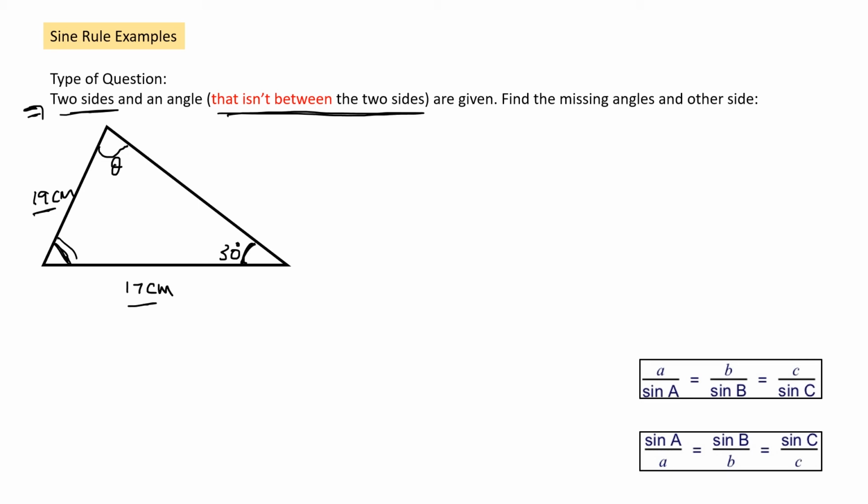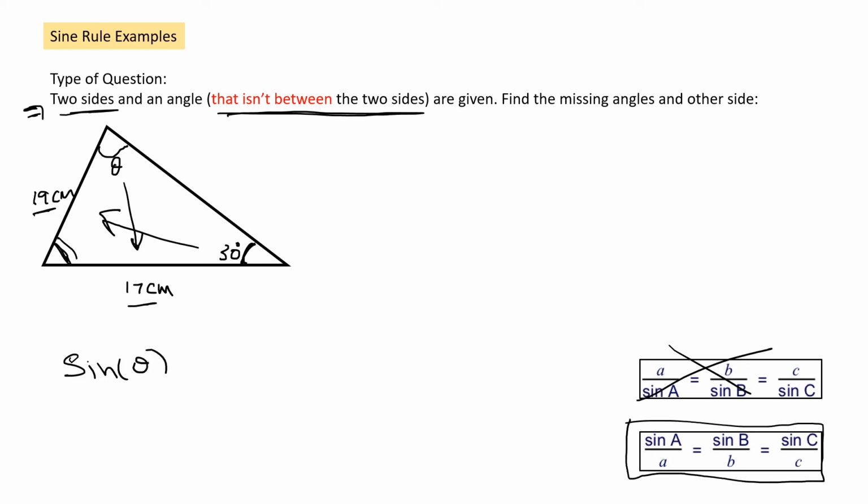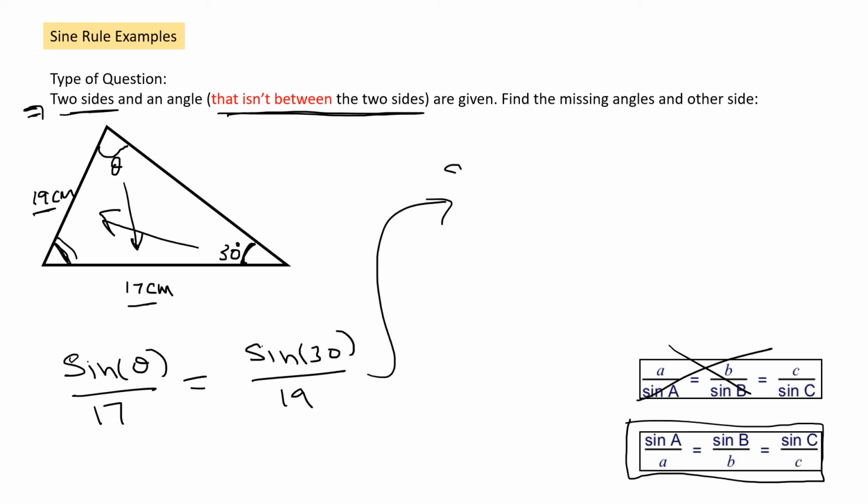Now they're asking for an angle. If you want to find an angle, we need to use this formula because you can see the angle on the top. It's quite easy to use. These are the corresponding angle and side. These are the corresponding angle and side. So let me write sine theta over 17 is equal to sine 30 over 19. If we rearrange this equation, sine theta equals sine 30 divided by 19 times 17.